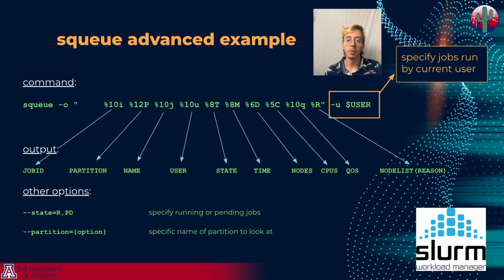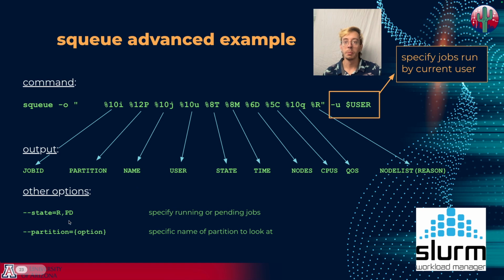If you'd like, you can pause the video here and see which of those options corresponds to which of the headings here. And then lastly, at the end here, -U, $user, as we mentioned, this will pass your username to that option, and it will print out only jobs run by the current user. Or you could swap out $user with somebody else's username, or you could leave it off to get all of the possible options.